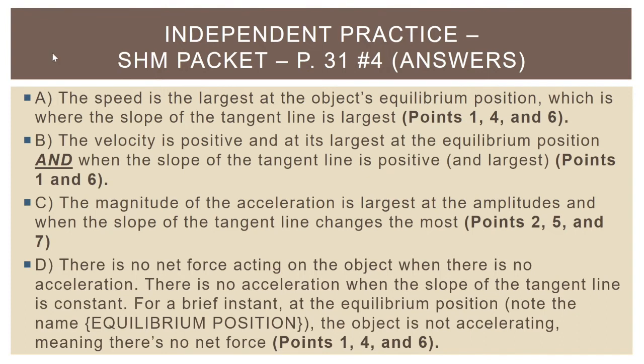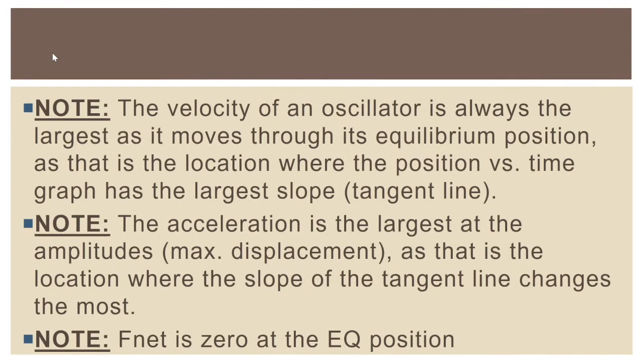Now, to summarize what we just said here, we can take a look at the notes on this slide. This stuff is very important to remember. You can write this down if you want. We did just basically write down a lot that's very similar to this, but the point is the velocity of an oscillator is always the largest when it moves through the equilibrium position, as that is the location where the position versus time graph has the largest slope, or really the slope of the tangent line is largest.